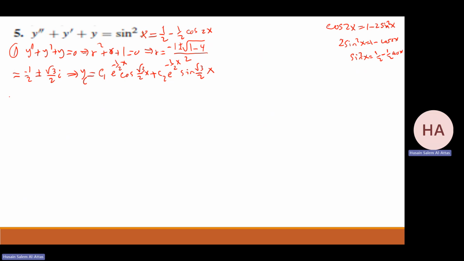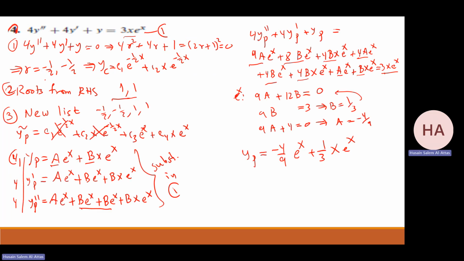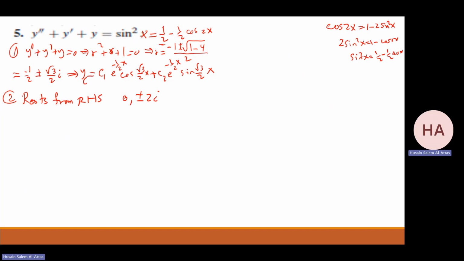What is the second step? Roots from the right hand side. It will be zero, this is for the half, and this one I have plus or minus 2i. You know what? I don't need the third step in this case. Why? Because I don't have duplication. If you look at this and this one, there is no duplication. So I can go to step four and write yp, just using this. That will be a plus b cosine 2x plus c sine 2x.